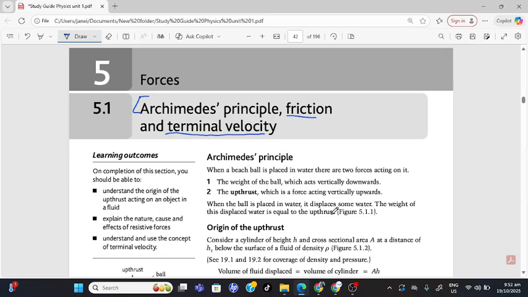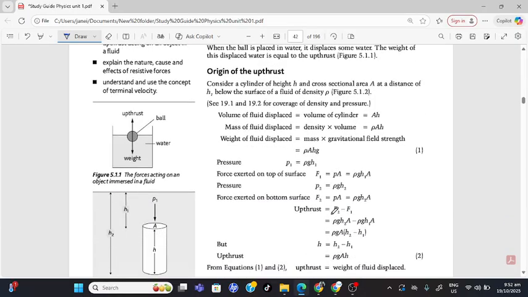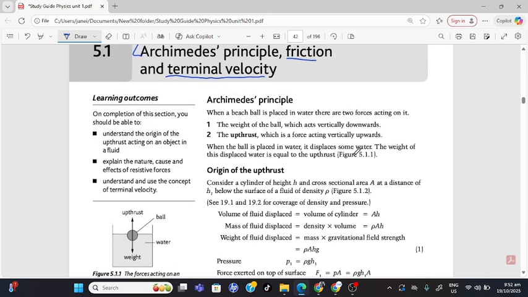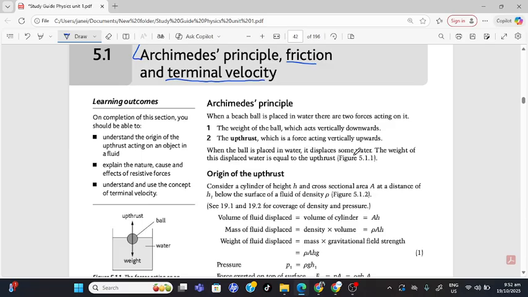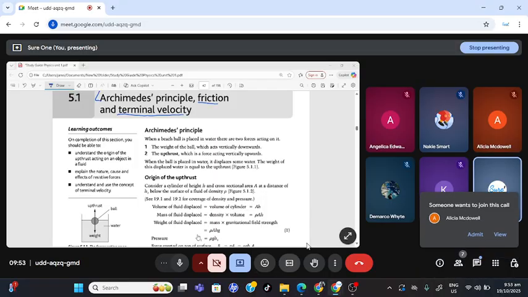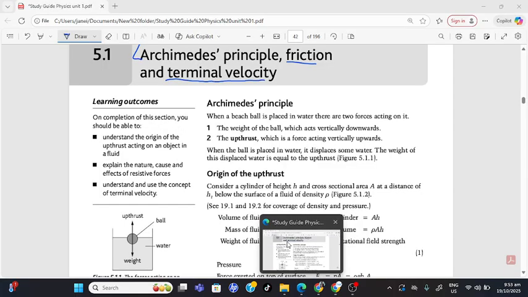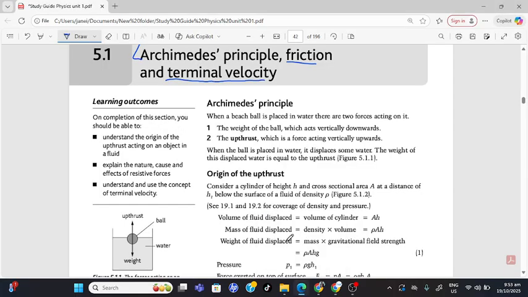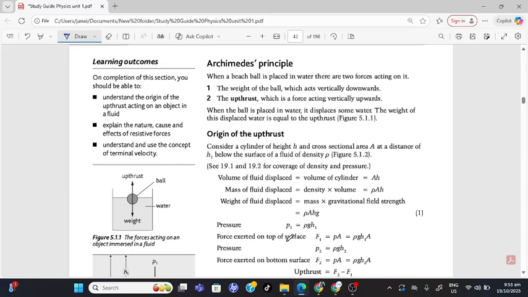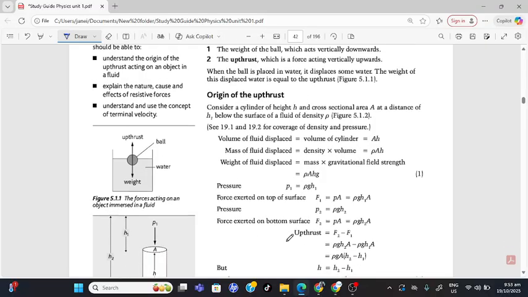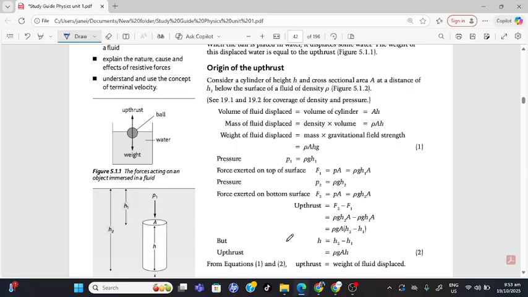All right. So, Archimedes' principle. What in the world is that? Pretty much it talks about when a body is partially or fully immersed in a fluid, it's going to displace water, and the amount of water displaced is going to be equal to the upward force. What does that mean to you?